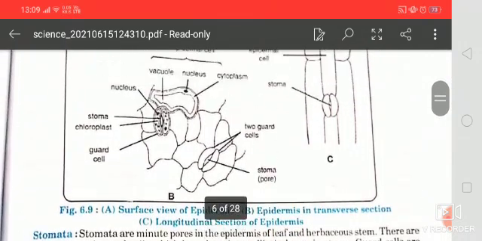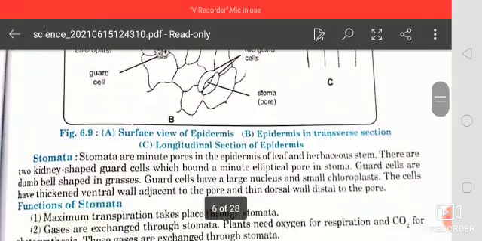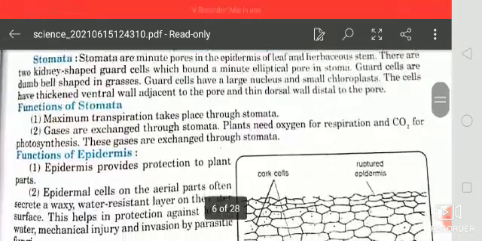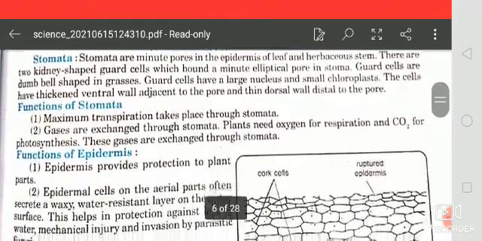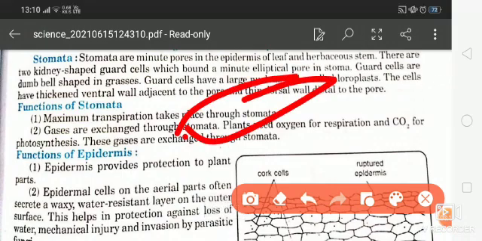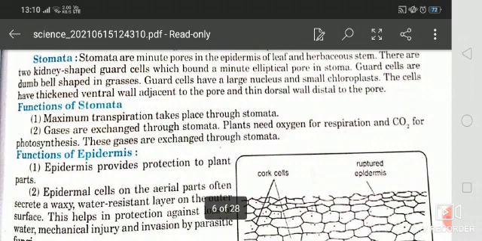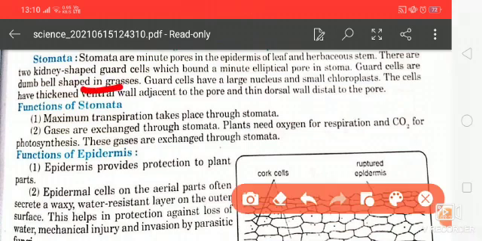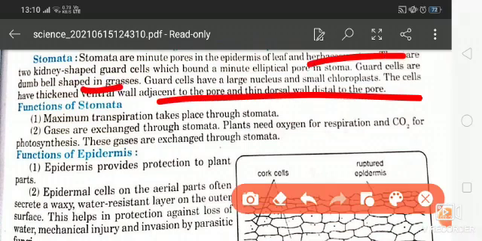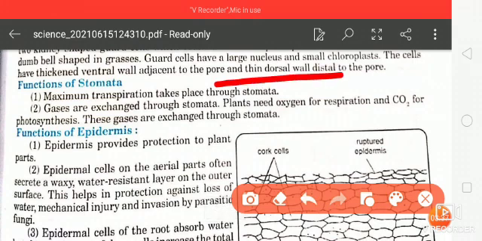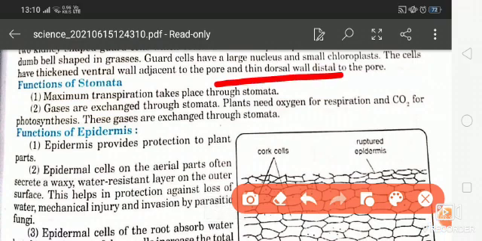Now here you are seeing the surface view of epidermis, and epidermis in transverse and longitudinal sections. Now students, the next topic is stomata. The minute pores present on the surface of the leaf are called stomata, and they have guard cells which are dumbbell shaped. Guard cells have a large nucleus and small chloroplasts, and the cells have a thickened ventral wall adjacent to the pore and a thin dorsal wall distal to the pore.